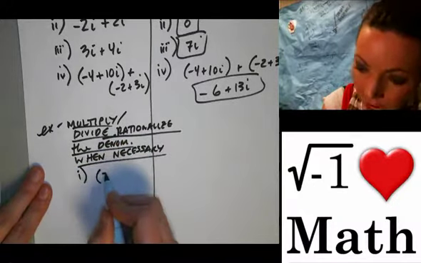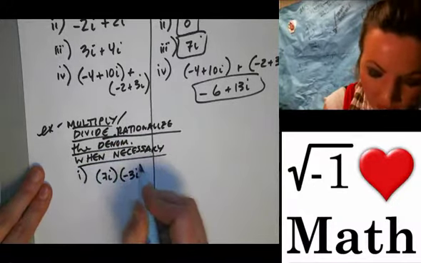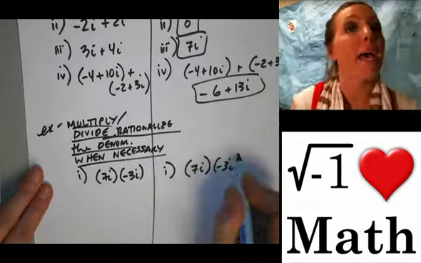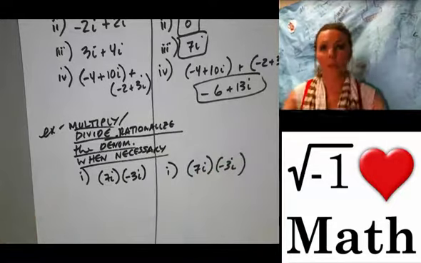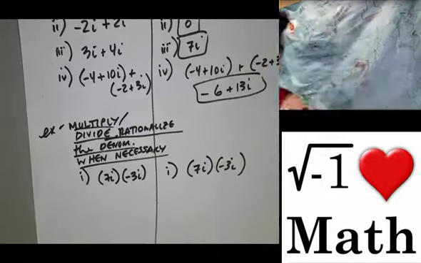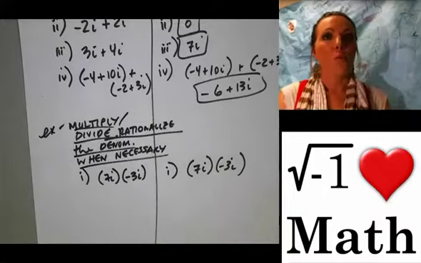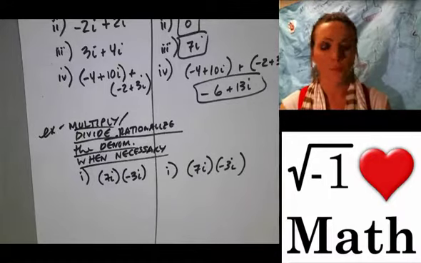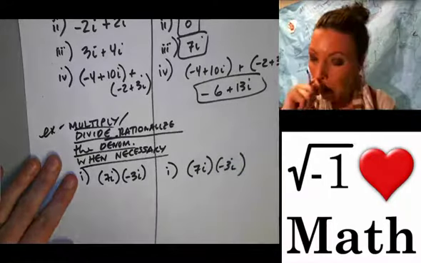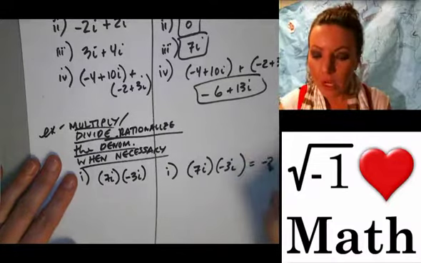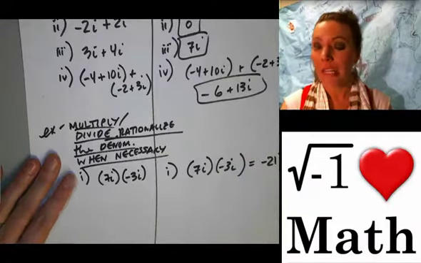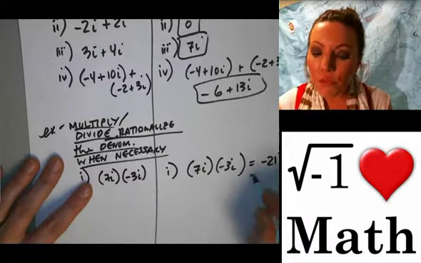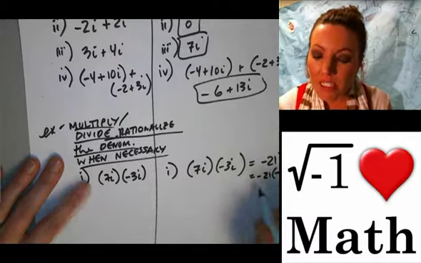7i times -3i. So again, you still treat these like variables, but now we know that i squared has a value. So if it was 7x times 3x, it would be what? -21i. It's just i. What's i times i? i squared. But i squared has a value of what? -1. So it's -21 times -1, which is +21.